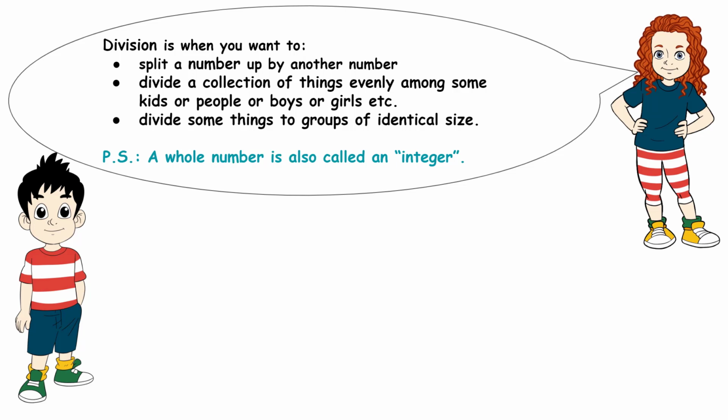Division is when you want to split a number up by another number, or when you want to divide a collection of things evenly among some kids or people or boys or girls, etc. Or when you want to divide some things into groups of identical size. By the way, a whole number is also called an integer. And in division, in many cases, you need to split an integer up by another number. And we'll see that during this video.